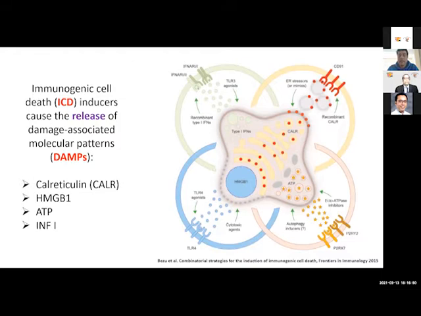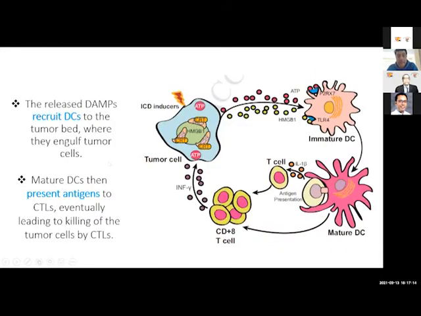What is meant by immunogenic cell death? The idea is to enhance the release of molecules called damage-associated molecular patterns, or DAMPs, from cancer cells, like calreticulin, HMGB1, ATP, or interferon. Those molecules can activate the dendritic cells or antigen-presenting cells, like you see here.